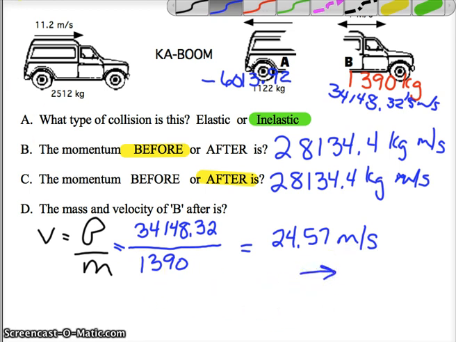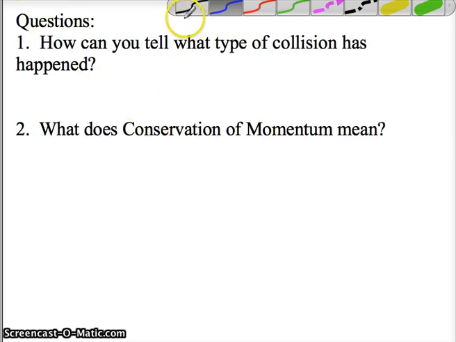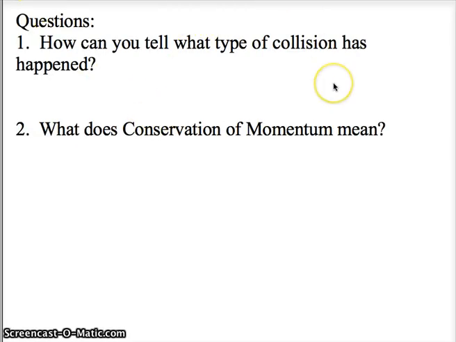All right, there's your examples. Now let's answer some questions. Question 1. How can you tell what type of collision has happened? Question 2. What does conservation of momentum mean?